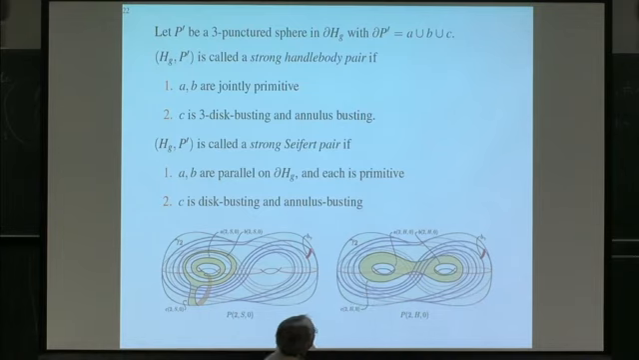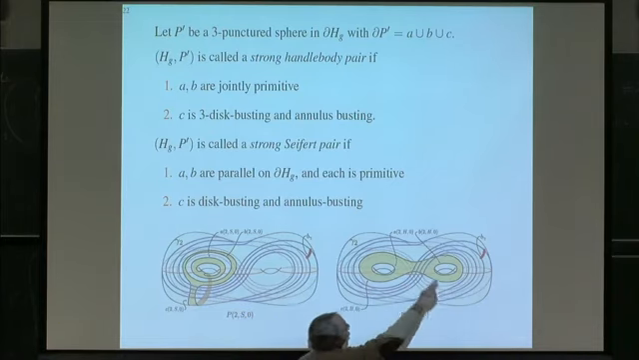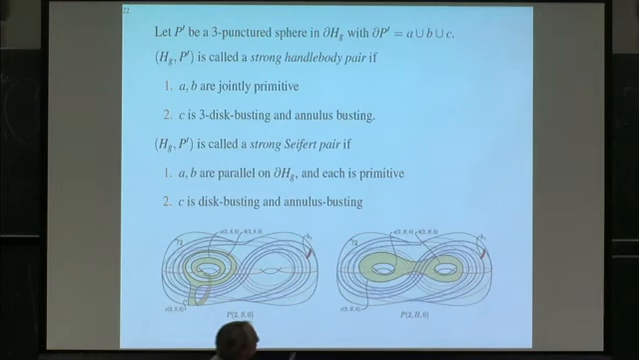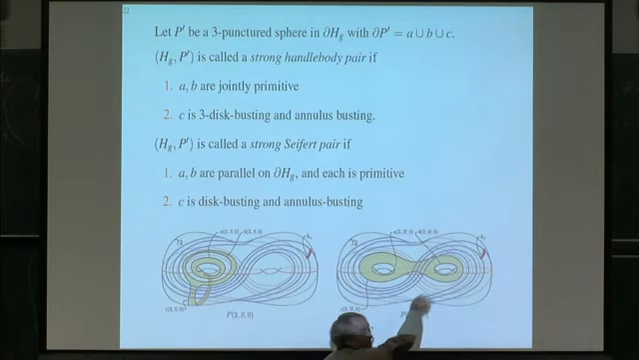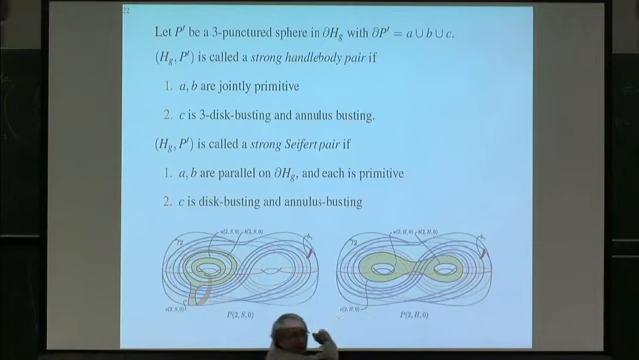And these A and B are jointly primitive. This C is not 3-disk-busting, certainly, but what I want you to picture is applying the homeomorphism of the boundary that's Dehn twisting along this complicated curve, and looking at the image of this three-punctured sphere under that Dehn twisting. Then the result will be that the C curve is 3-disk-busting and annulus-busting.